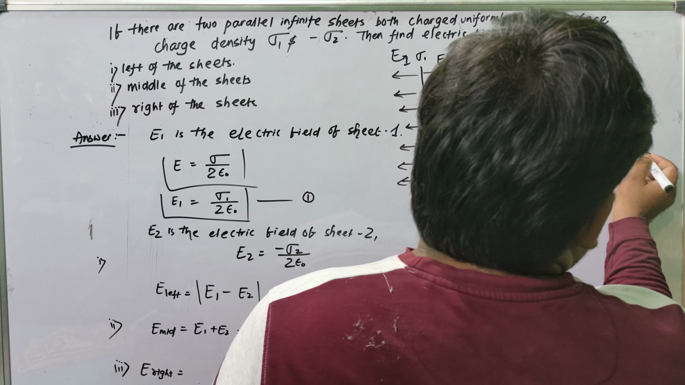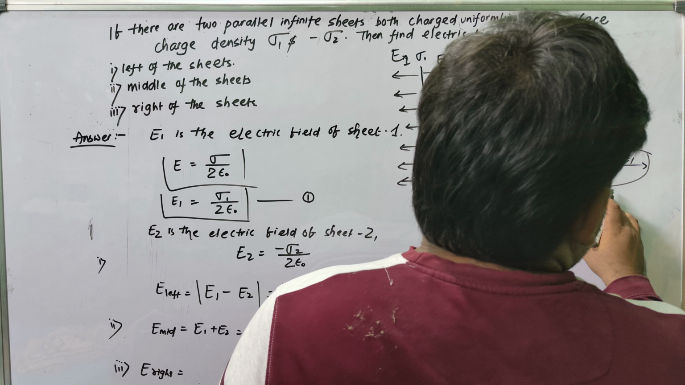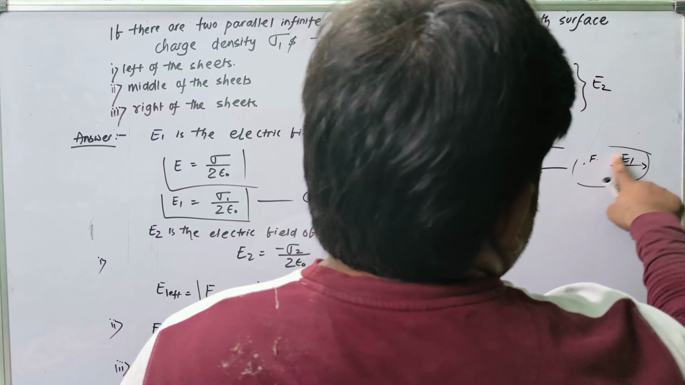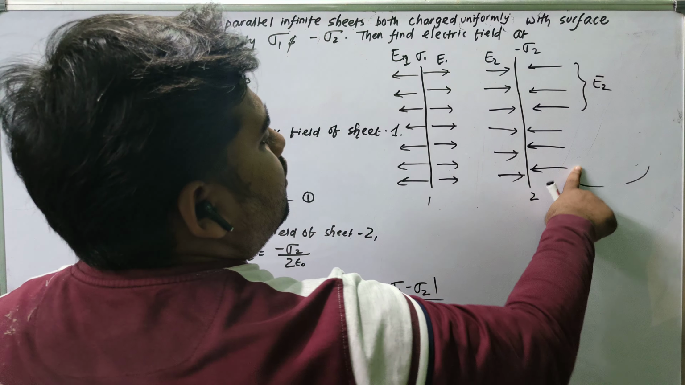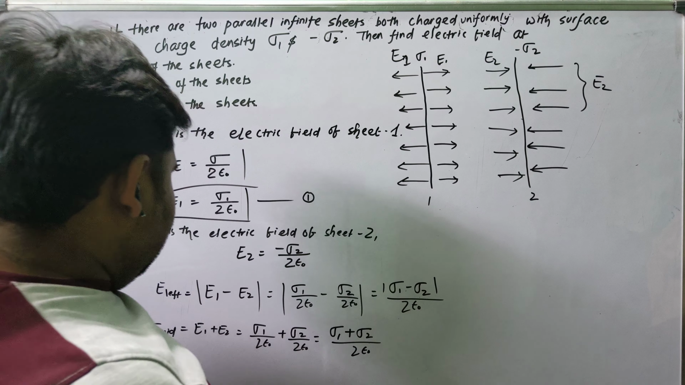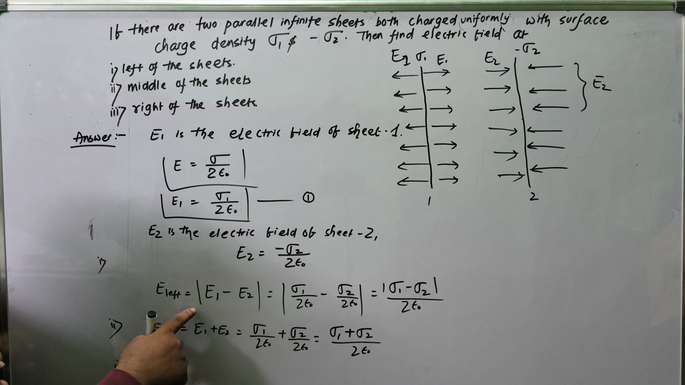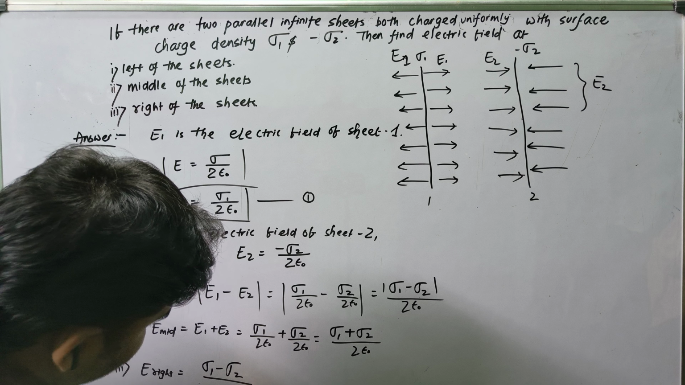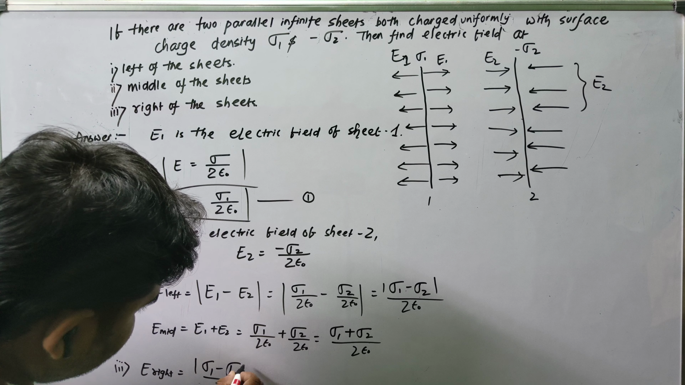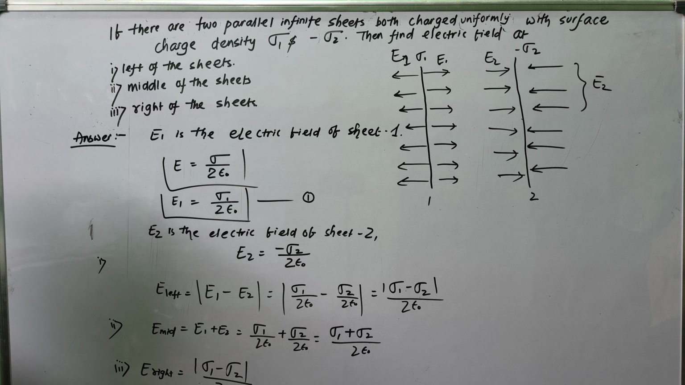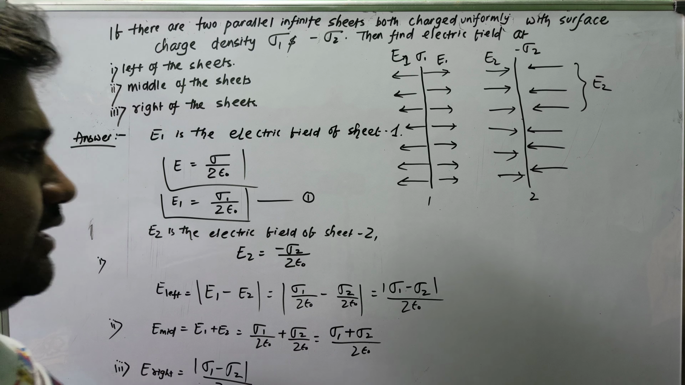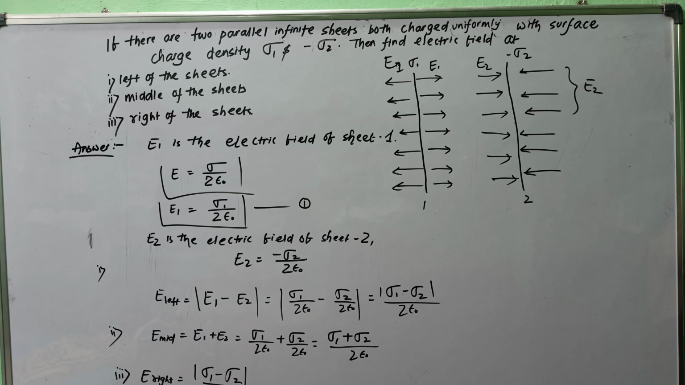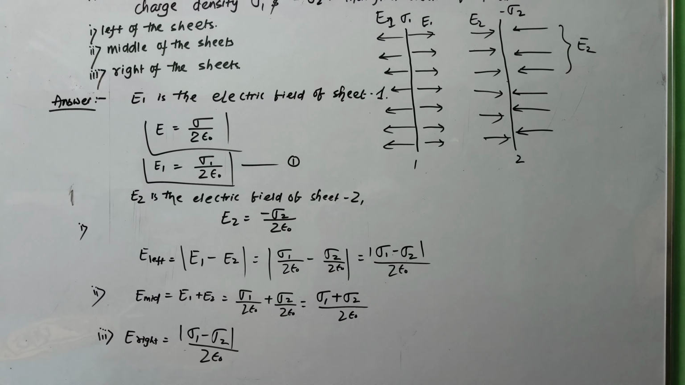That means, to get their vector addition, we can subtract them. We can subtract them, but we don't know whether E1 is greater or E2 is greater. In this case also, E right is equal to E left, that is mod of sigma 1 minus sigma 2 by 2 epsilon naught. This is your answer, the same as E left, because they are opposite to each other. So you got the answers.